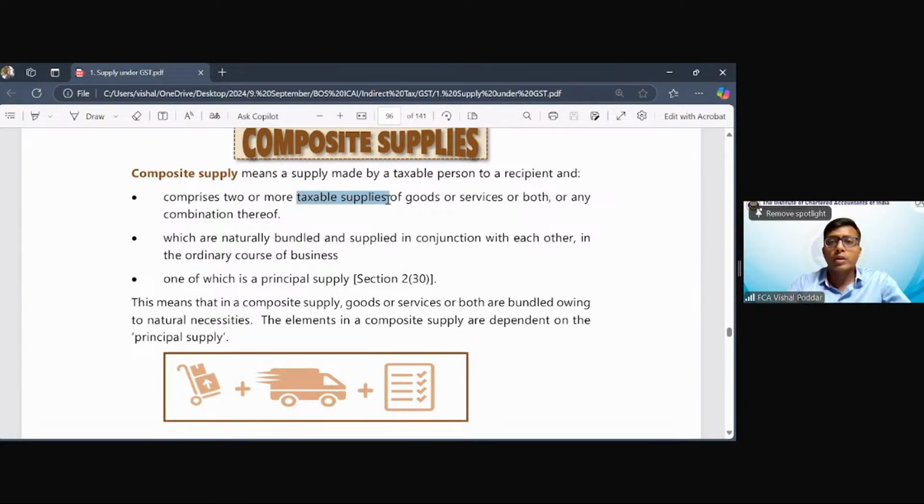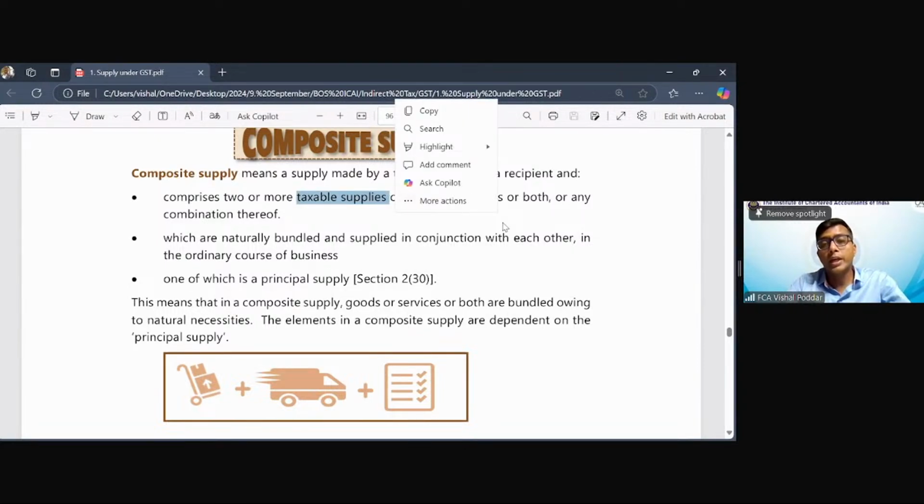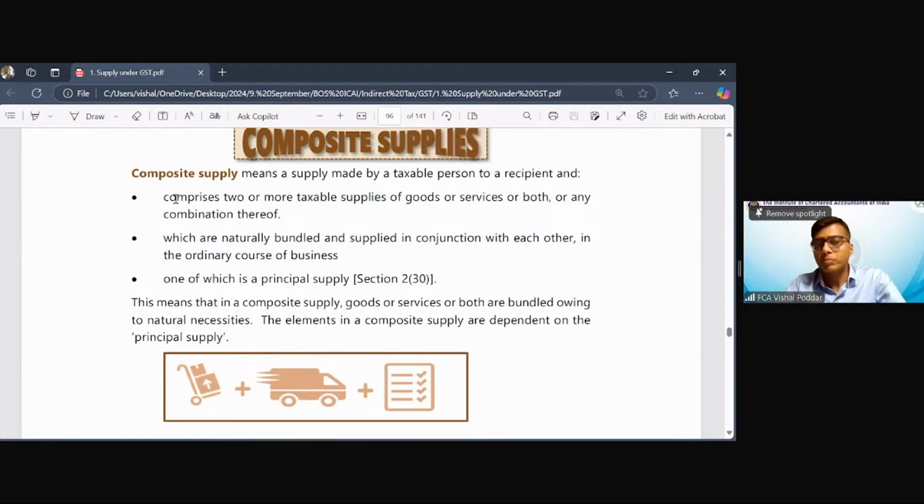So if you are supplying in the package any such item which is not leviable to GST, like you are supplying alcoholic liquor in your composite package, then we will not call it a composite supply, because alcoholic liquor is not a taxable supply under GST. So firstly, your composite package should be made up of two or more taxable supplies.